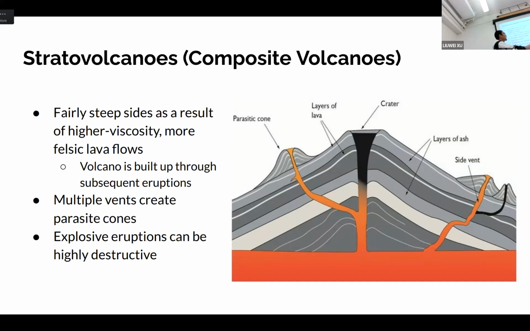And you see many layers at these volcanoes. Each layer corresponds to one eruption, so we have many eruptions for this volcano. The eruptions for this volcano can be explosive and very dangerous because we have high viscosity lava. The high viscosity lava means higher resistance, which means higher energy accumulation. If it overcomes the resistance, then the power would be very large.